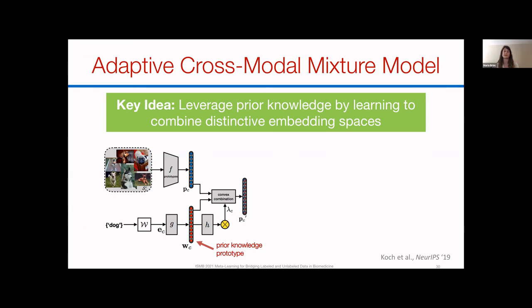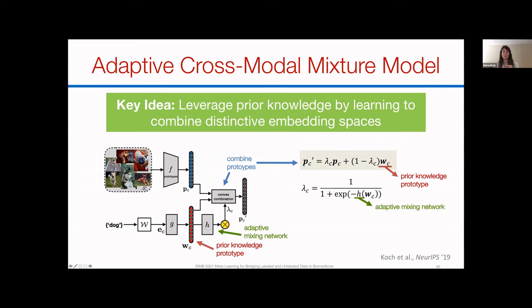And the idea is to combine these prototypes adaptively by taking their convex combination with weights learned through an adaptive mixing network. So mathematically, what we will do is we will first take the convex combination of these examples. And then we will learn this combination parameter lambda c through this adaptive mixing network. And finally, given the query data point, we will assign the probability by looking at the distance between the query embedding and this combined prototype instead of only the original prototype. Well, what would we do if we have standard prototypical networks?